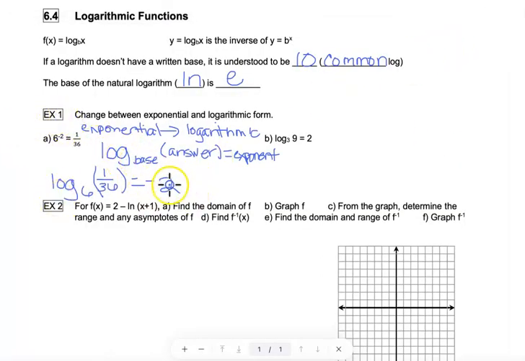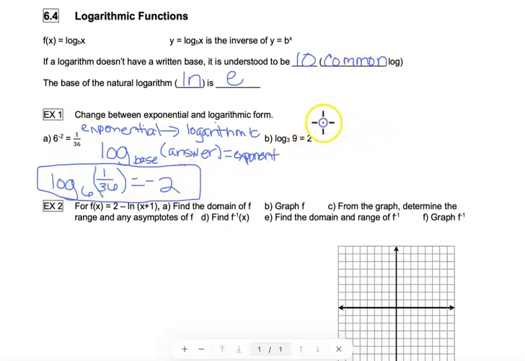I'm not saying you have to check them. I told you this is the formula. It is always going to work, but I wanted to prove to you that it does indeed work. So this was the exponential form. This is the equivalent logarithmic equation.